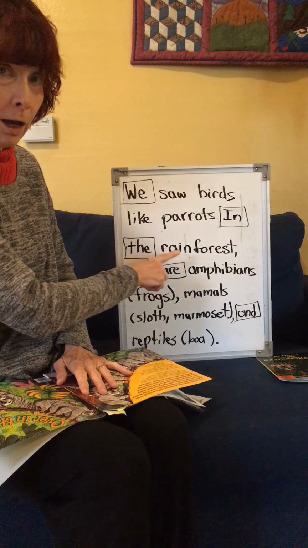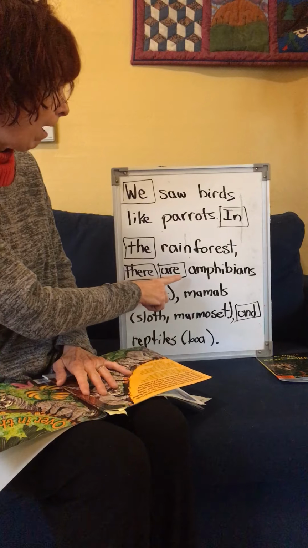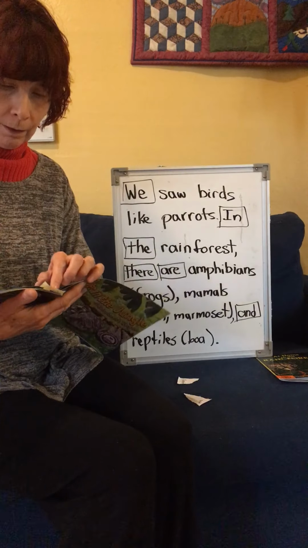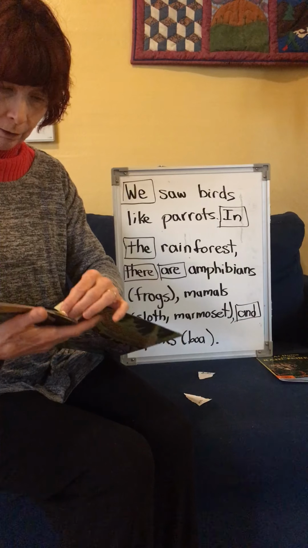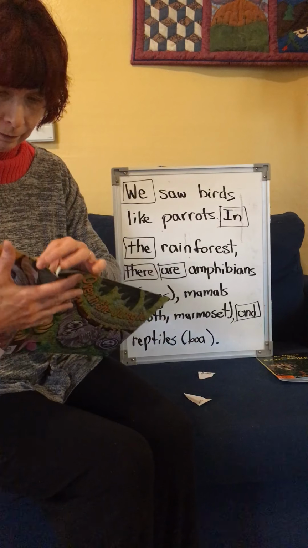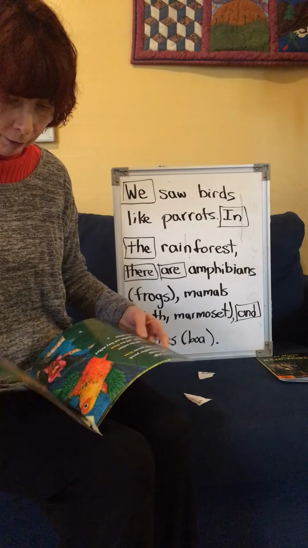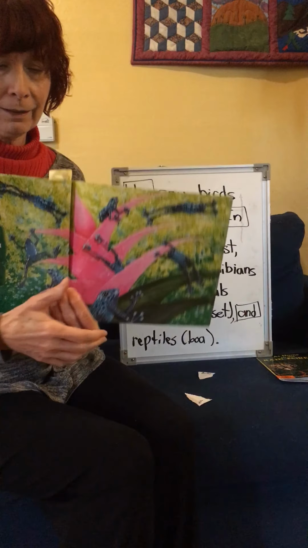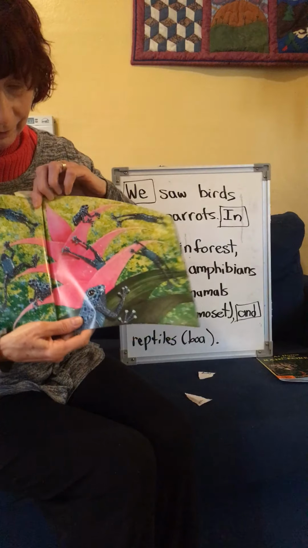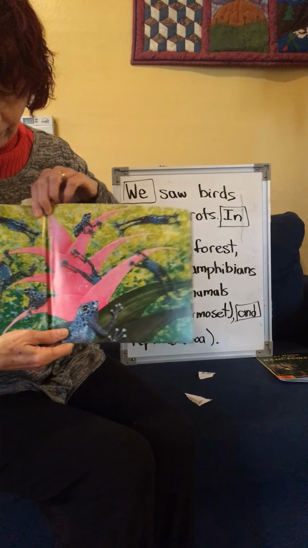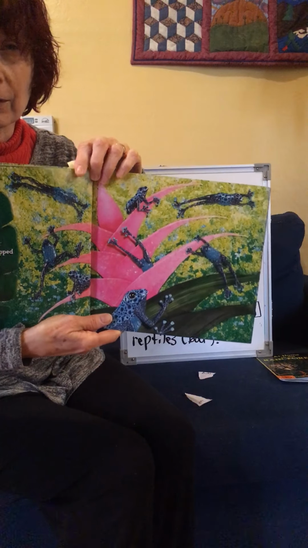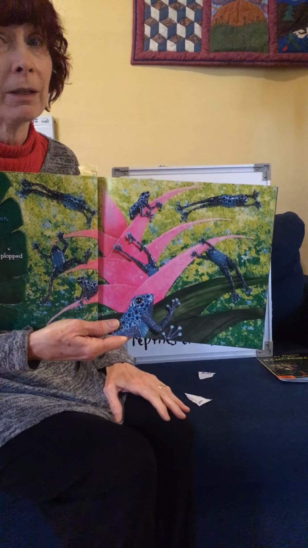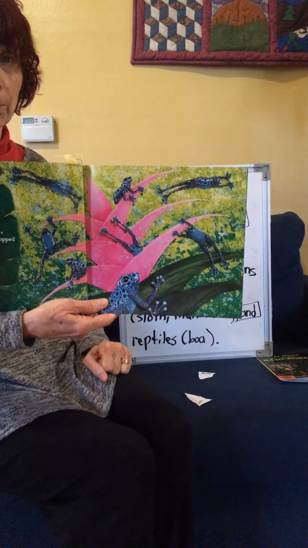In the rainforest, there are amphibians like frogs. Remember these? Oops, that's not a frog. What happened to my frogs? There they are. Coming out of the bromeliad plant, where some of them might have spent their entire life. The poison dart frogs. Remember, they're so brightly colored because it tells the predators, the animals that might want to eat it, to stay away because they're poisonous.